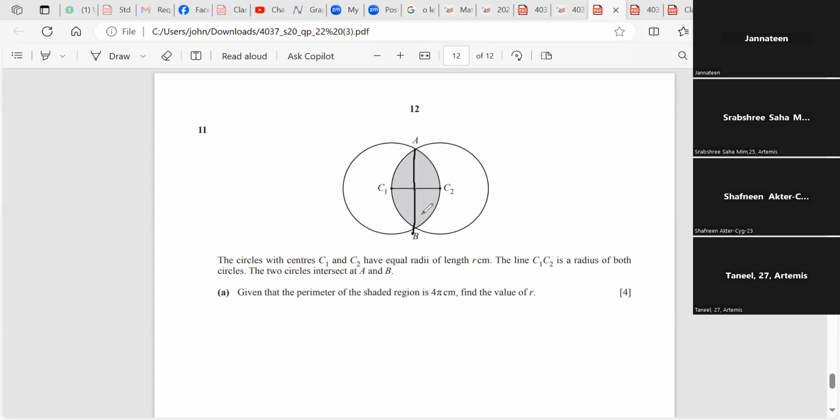Let's say I look at only this part. This is basically the area of a segment. I'll find the area of this segment, then I'll do into 2.